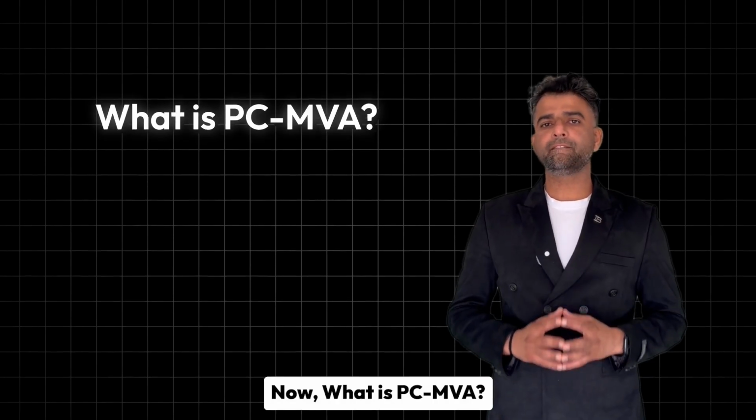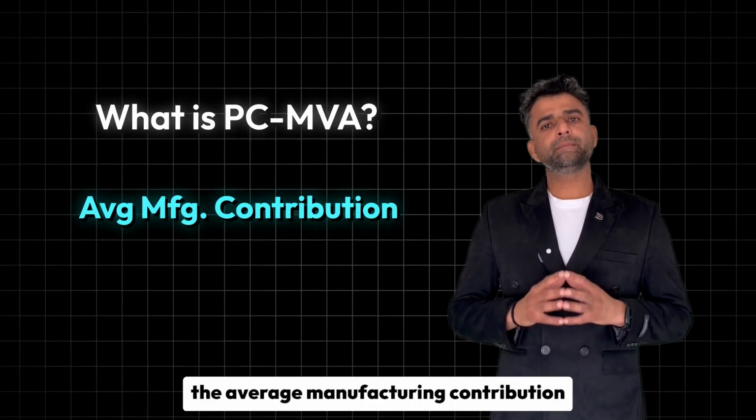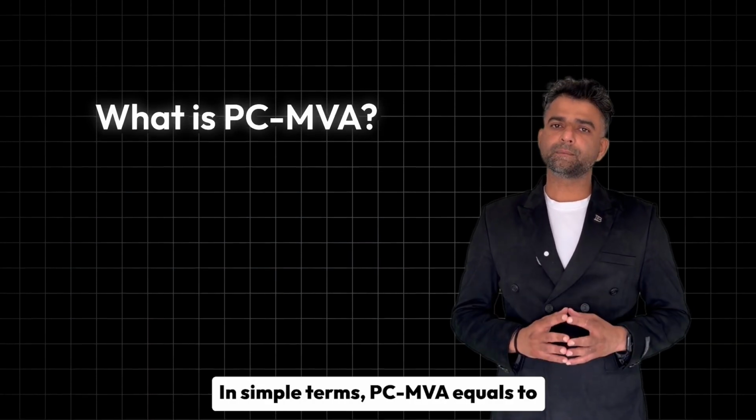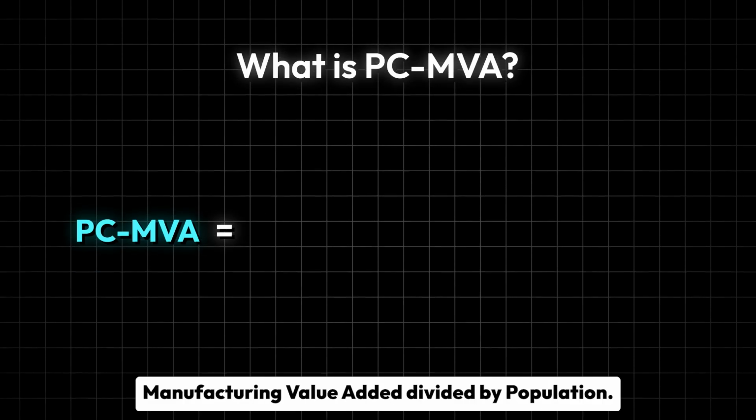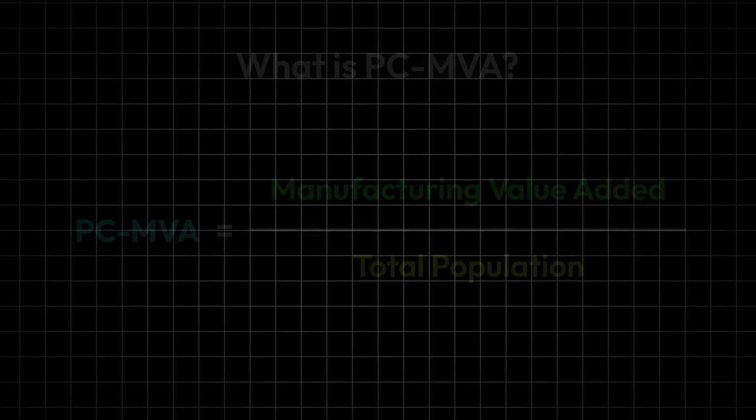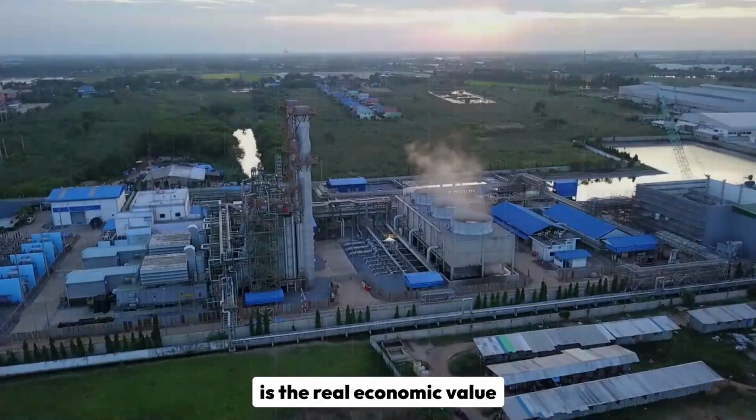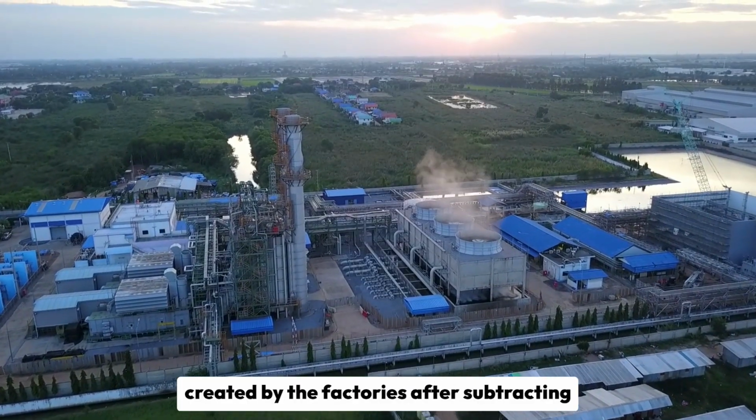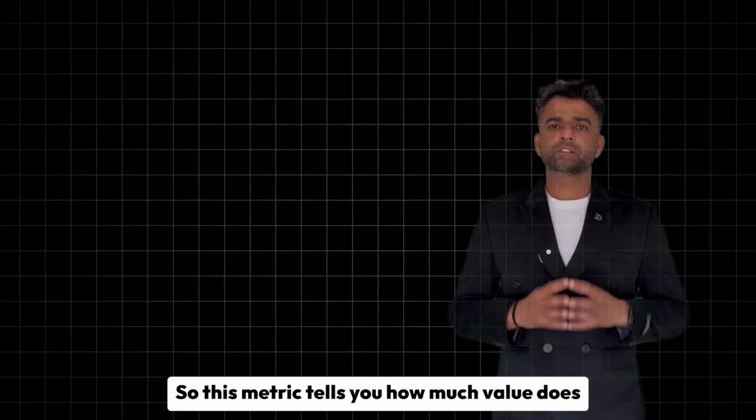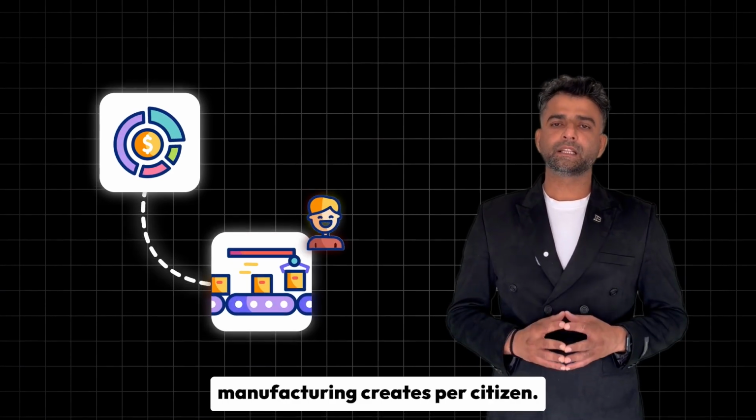Now, what is PC-MVA? Per capita manufacturing value added means the average manufacturing contribution per person in a country. In simple terms, PC-MVA equals manufacturing value added divided by population. Manufacturing value added is the real economic value created by the factories after subtracting raw materials, energy, and intermediate cost. So this metric tells you how much value manufacturing creates per citizen.